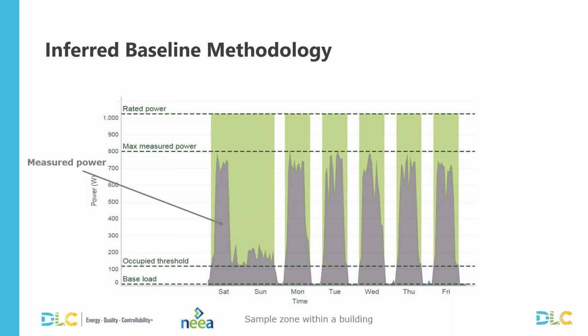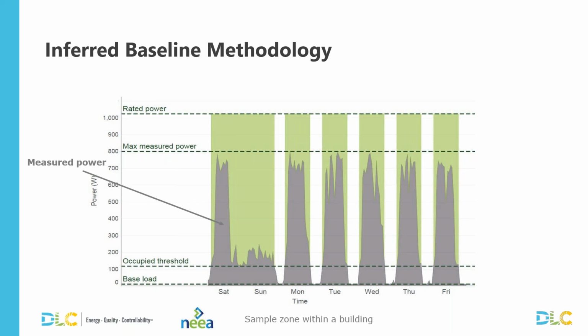So to calculate savings, we need a baseline. The data we collected are mostly from actual projects where the controls were in effect from day one, right? So most data sets do not contain information about the pre-NLC energy consumption, nor do they report a post-NLC baseline energy consumption where the controls were deliberately disabled. So for the baseline, we adopted the inferred baseline method developed as part of the 2017 NLC savings study.